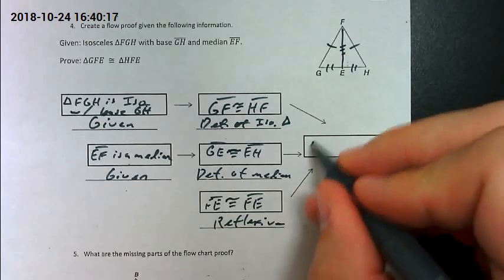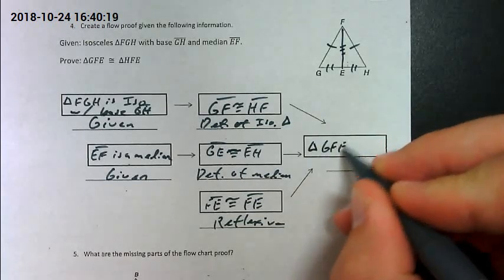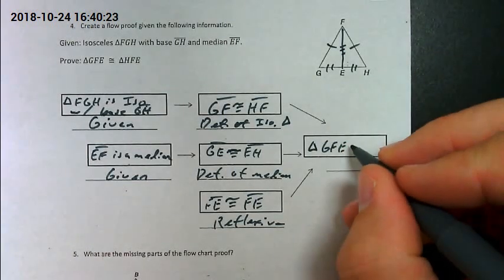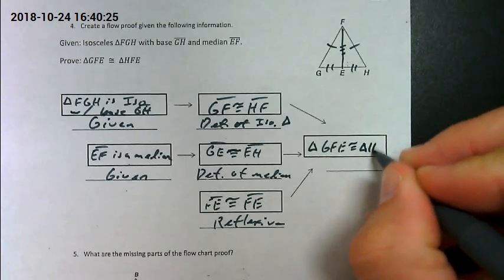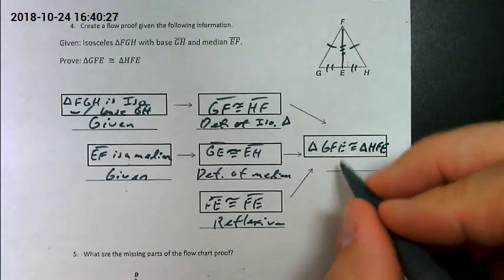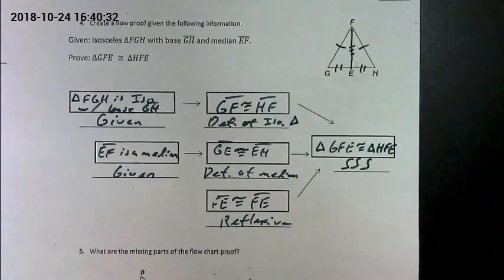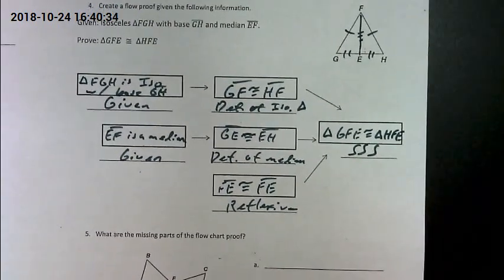So the two triangles are congruent. Gentlemen, and this would be SSS based on this idea because you have all three congruent sides.